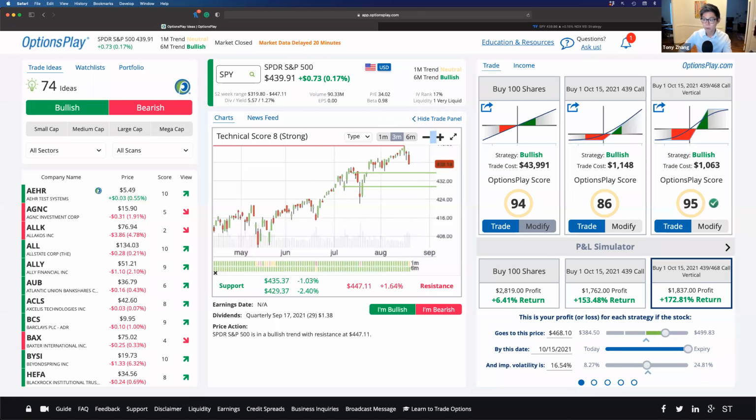Is parabolic SAR and DMI a leading or lagging indicator? Technically, I think that both fall under the leading category, but remember, all indicators use historical price to calculate. So by using historical price, by definition, it's a lagging indicator.